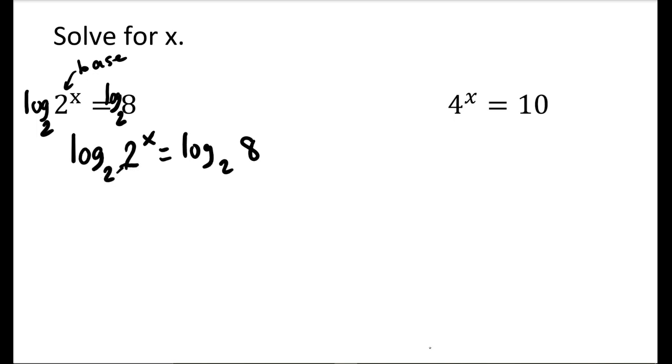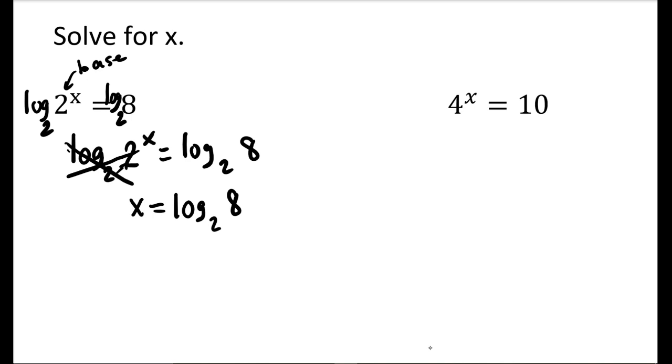Now, if those two numbers match, then at this point, log base 2 of 2 to the x, the log base 2 and the 2 actually cancel because they're inverse operations. Remember, inverses or opposite operations cancel. So we no longer have a log base 2, and therefore we got x by itself. So now x is equal to log base 2 of 8. And that's what my x is.